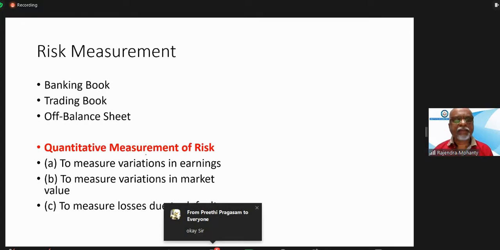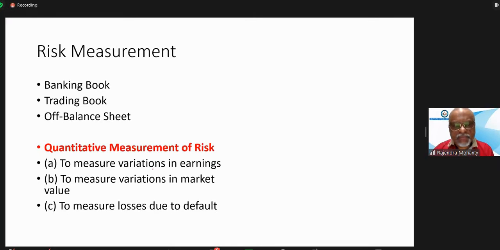So quantitative measurement, how to do the measurement. What measurement is done under risk management? Basically, what is measured? We measure the variation in the earning. We are basically concerned about the profit. So what is the difference in that earning happening? We have to measure that: how much, when risk is there, how much profit is falling or how much loss is happening. That is the main thing. So variation in earning in a negative way. When the variation is falling, that is the matter when risk comes.